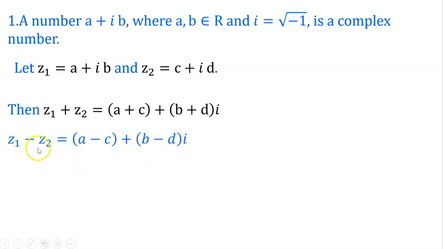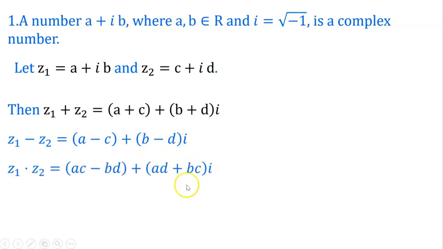Next, z1 - z2 = (a - c) + (b - d)i, that is, the difference of the real parts plus the difference of the imaginary parts into i. Now z1 into z2: performing the multiplication, (a + ib)(c + id), you will get (ac - bd) + (ad + bc)i.